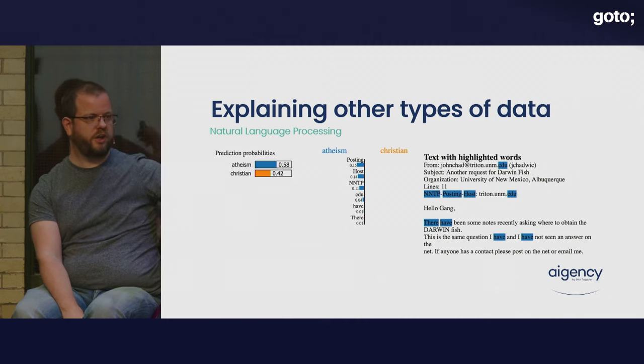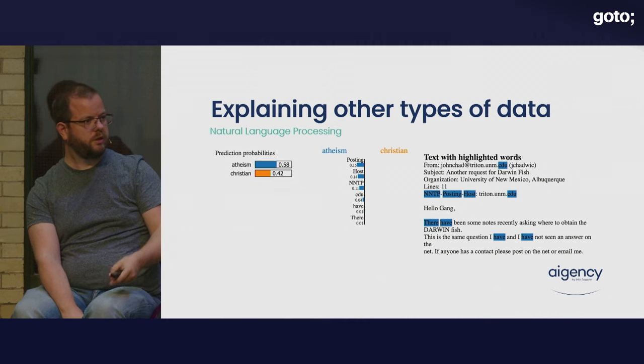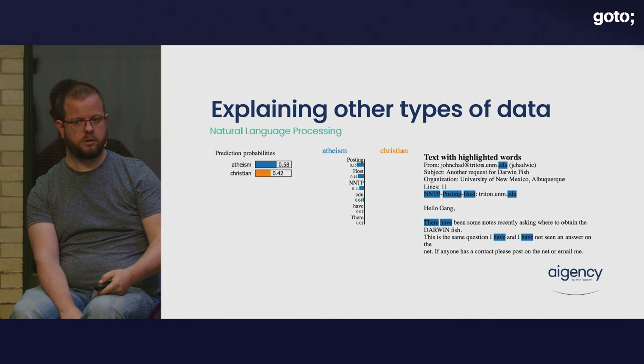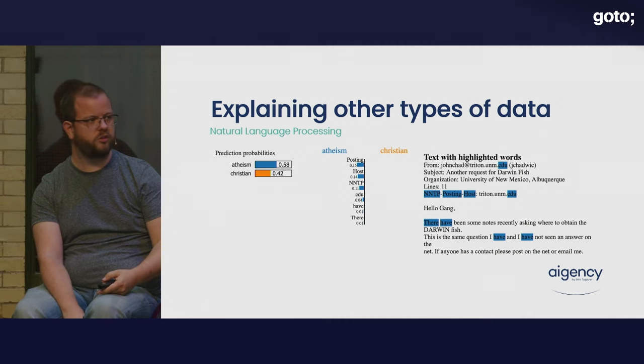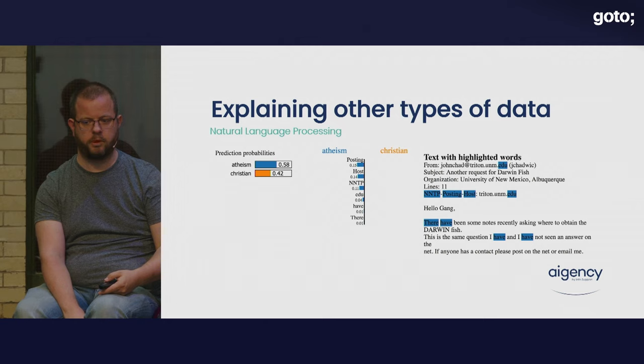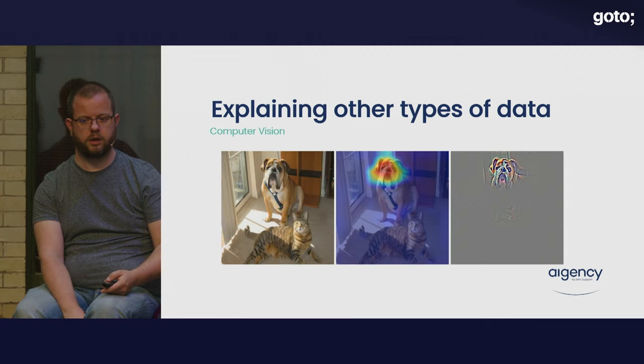We have tabular data with numbers. That works. But what if you have text? Well, you could use another explanation that highlights the words that influence the decision between, in this case, is someone an atheist or a Christian. That's one of the samples from Lime, one of the tools that provides explanations in AI. That could be useful. But what if you have images?